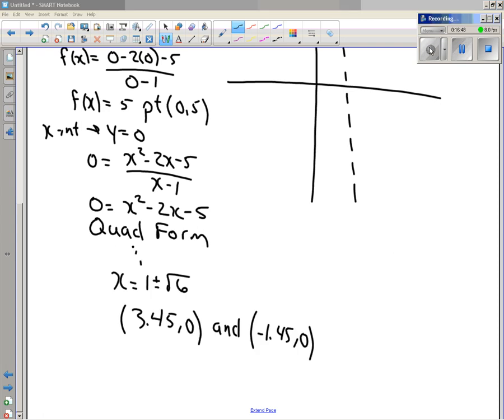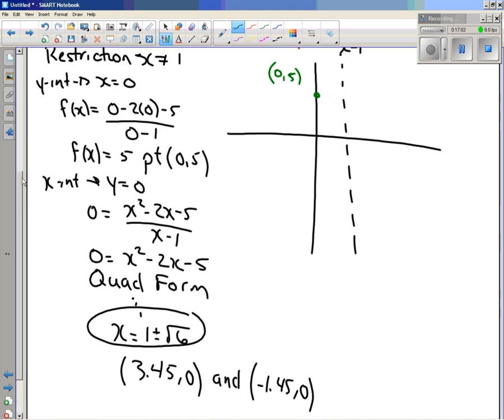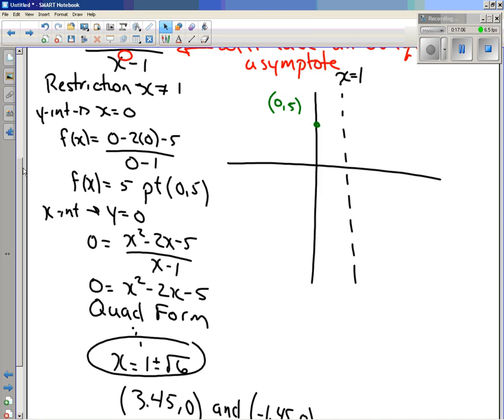Okay, so we can use the quadratic formula. We're not going to spend a bunch of time to go through that. And we get solutions 1 plus or minus root 6. So that's going to give us 2 points, 3.45 and 0, and negative 1.45 and 0. So we go back up to our graph, and we can put those in.